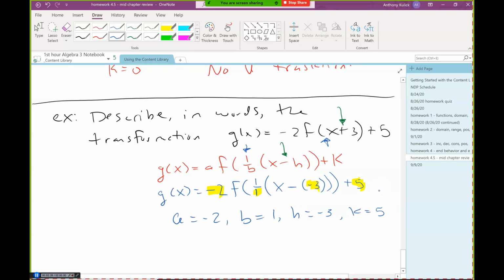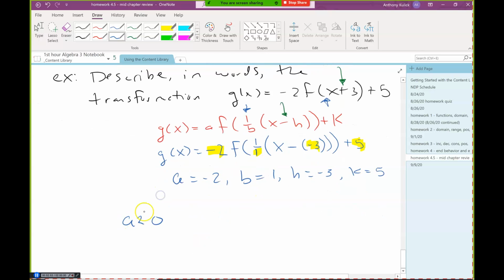Is everybody okay with how I determine those values? Just by kind of using that general form. Now that I've identified the values for A, B, H, and K, I can go back and use that list of criteria that we just wrote down to determine the type of transformation that's occurring.